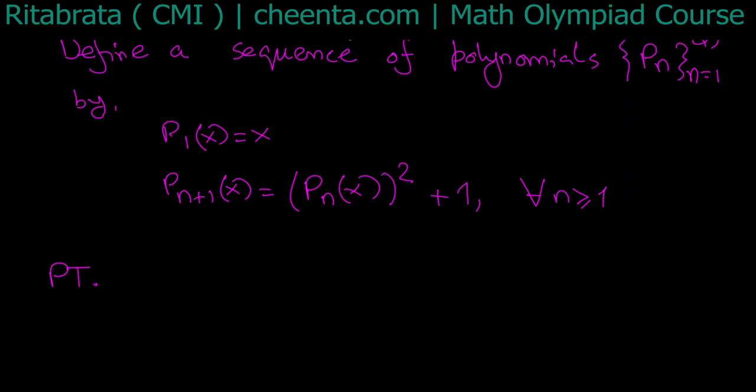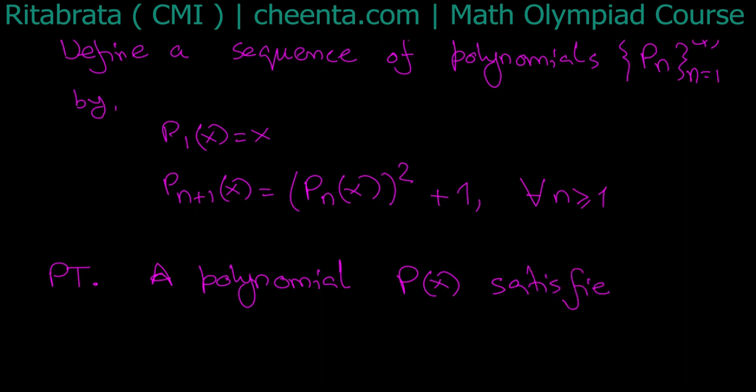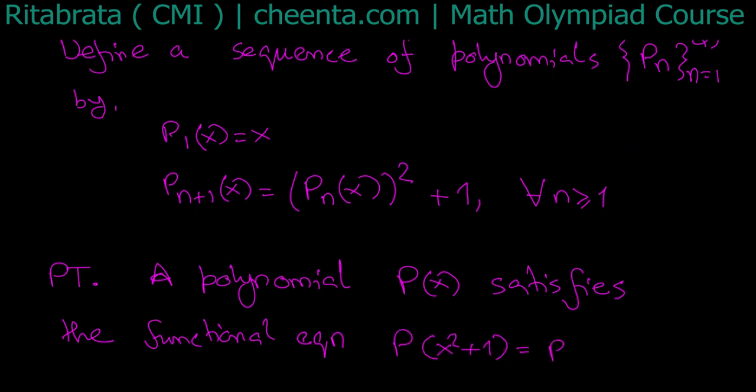Prove that a polynomial p(x) satisfies the functional equation p(x squared plus 1) equal to p(x) whole squared plus 1 if and only if it belongs to this sequence.